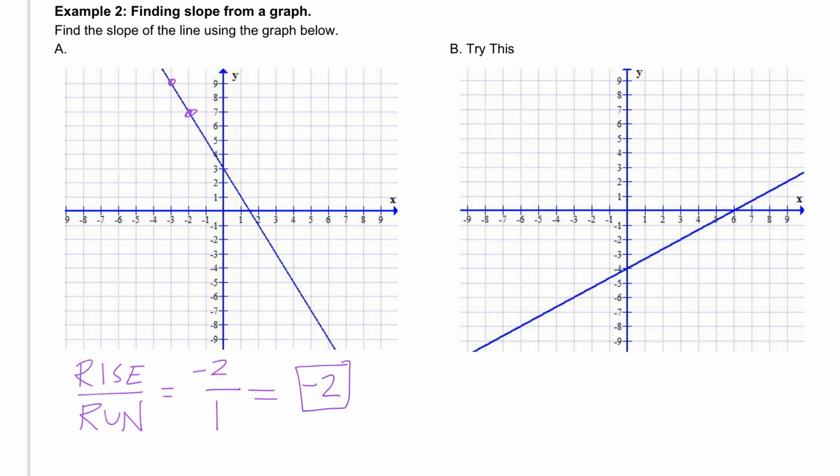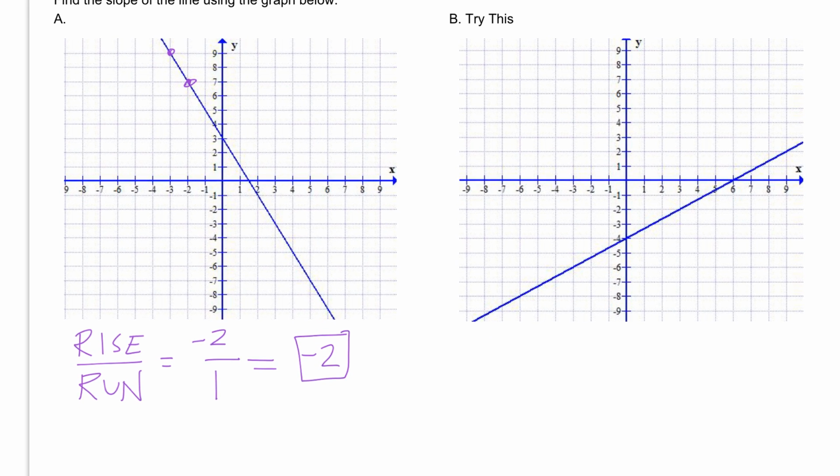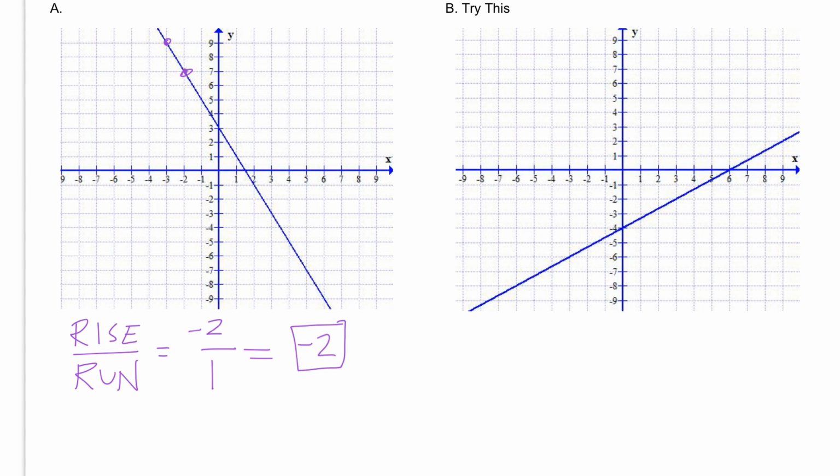Now I want to show you that it doesn't necessarily matter which points you choose. So I'm going to find the slope again, using different points. Let's say I chose this point right here, which is a nice point. So I'm going to go in green right now. And maybe I chose this point right here. Both are very nice points. They're farther apart, and that's okay.